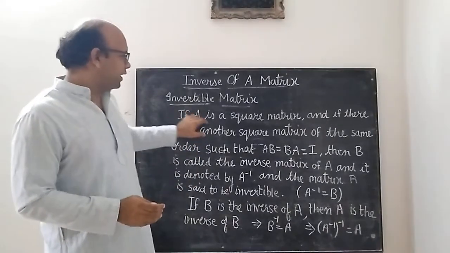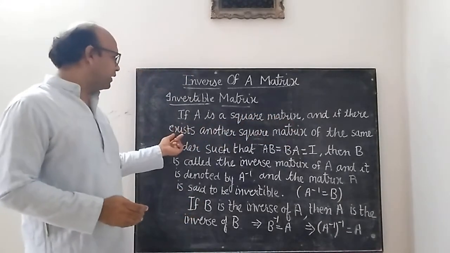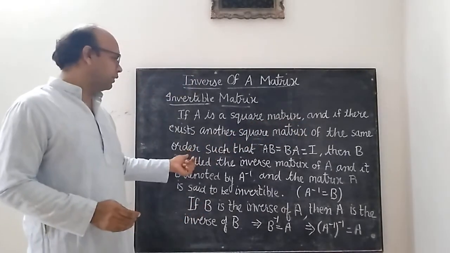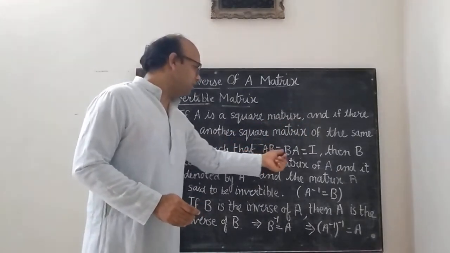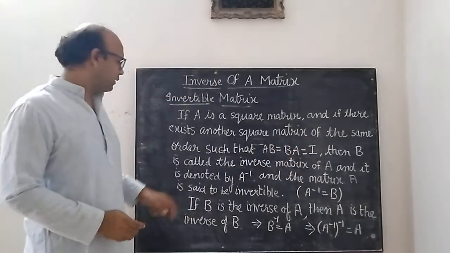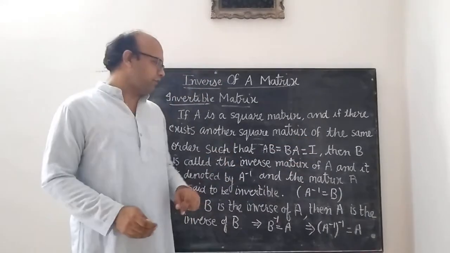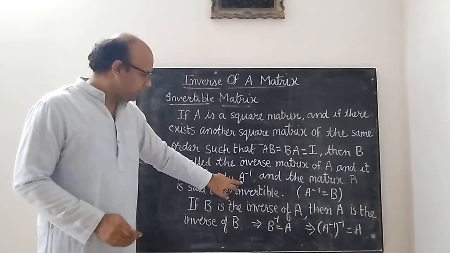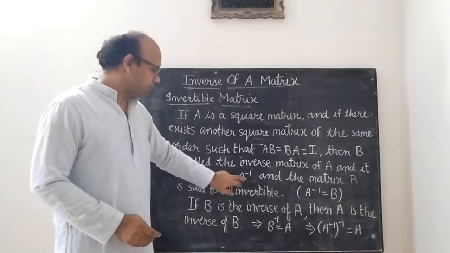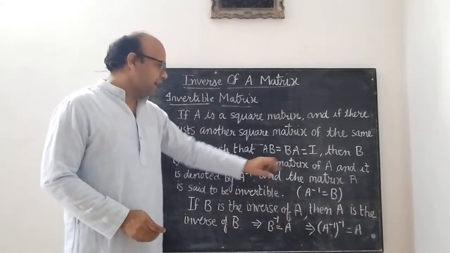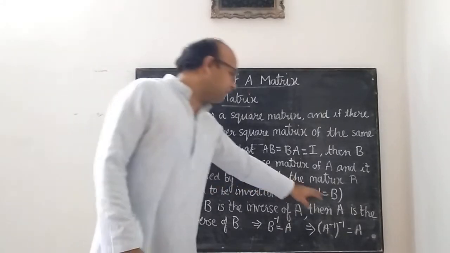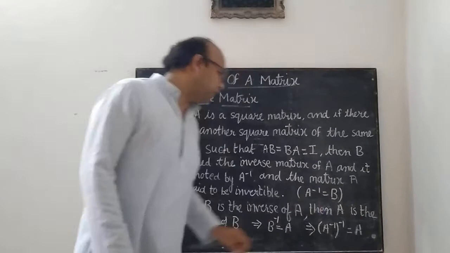So if A is a square matrix and if there exists another square matrix B of the same order such that AB is equal to BA is equal to the identity matrix, then B is called the inverse of A and it is denoted by A, and in the superscript we write -1. So this is the notation for A inverse, and the matrix A is said to be invertible and we write it as A inverse is equal to B.